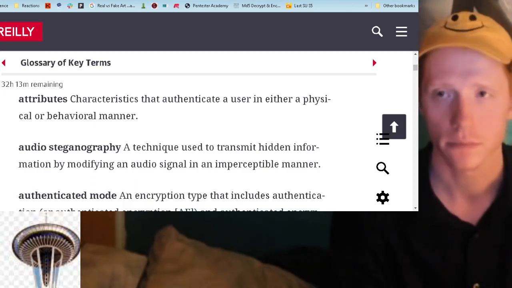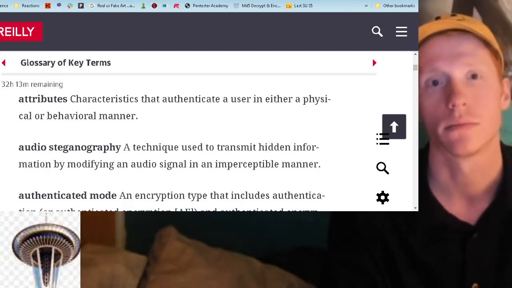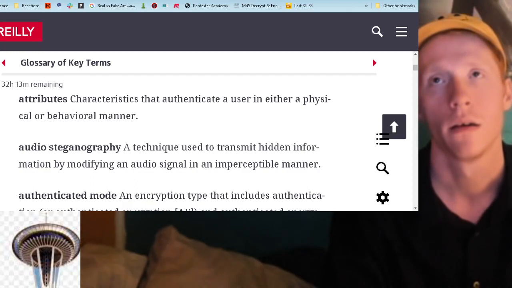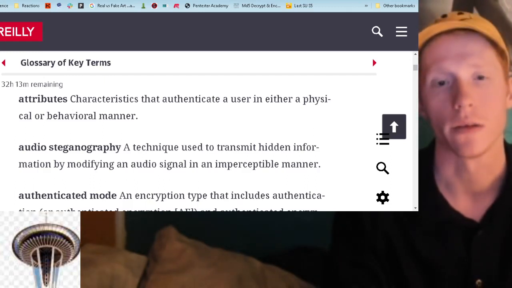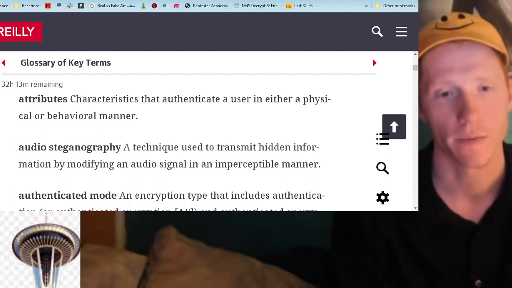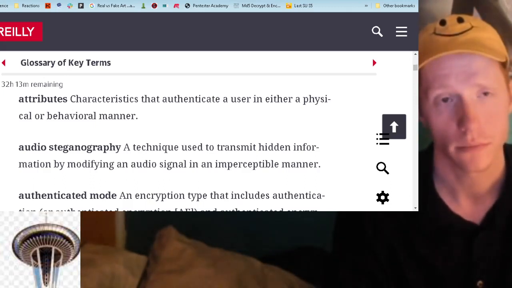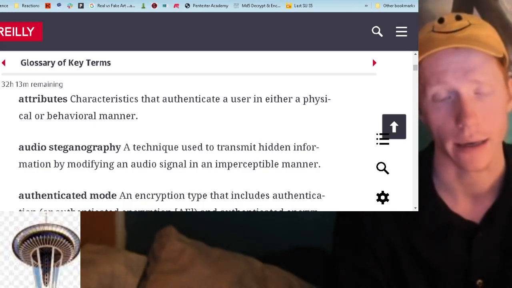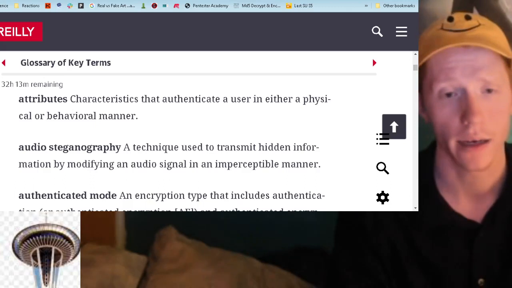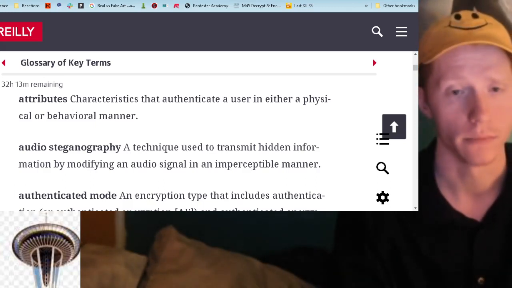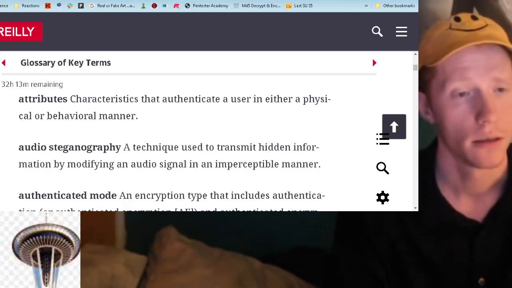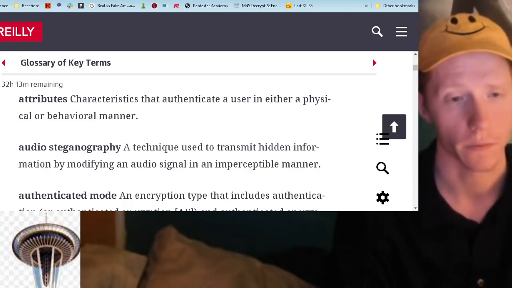Steganography is like when you hide a text file in a JPEG, or if you hide a JPEG in an audio file, or when you're hiding a file in another file. So that's what steganography is.